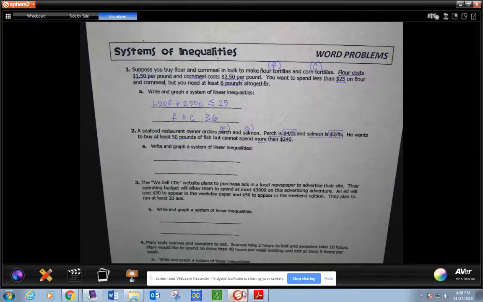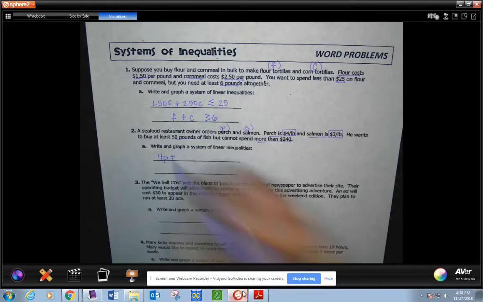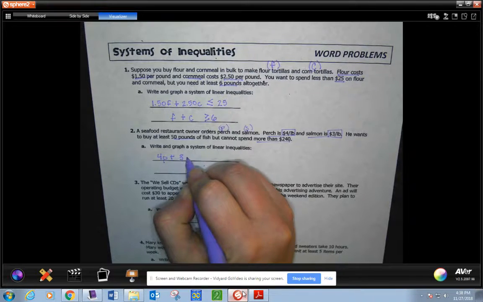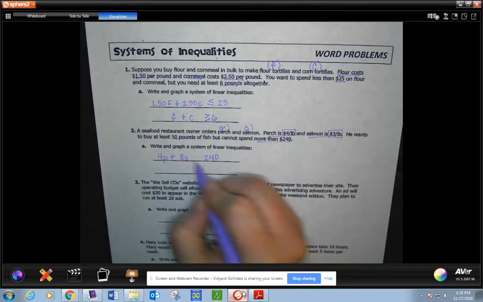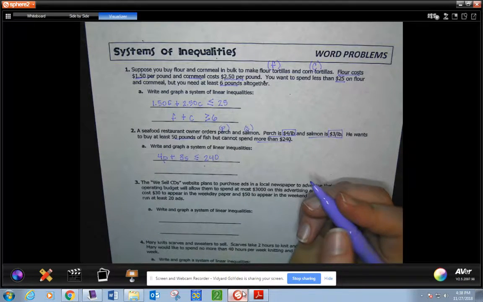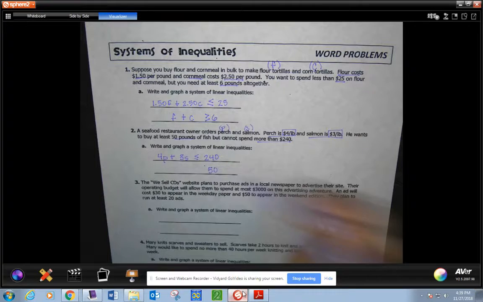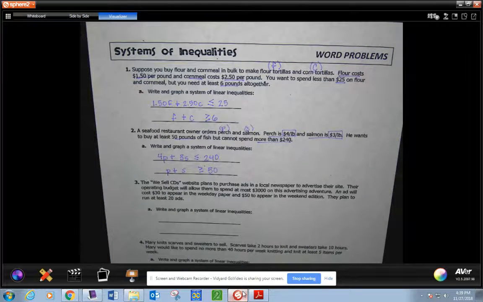Keep money with money. So we know perch is $4, so 4p, plus salmon is $3, so 3s, and I cannot spend more than 240, so I need to be less than or equal to 240 because I can't go over that. And then I know I want to buy at least 50 pounds, so 50 would be my total. And if I'm okay with at least 50, I'm okay with having more than 50, so greater than or equal to. And then I just take the two things that I'm buying and add them up to get to a total of 50.